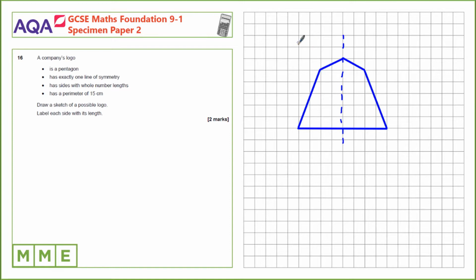So for example, we could have a shape like this. Finally, we need to put in the sides. We know these need to be equal on both sides, so we can have a base length of 5, 4, 1, 1, and 4.